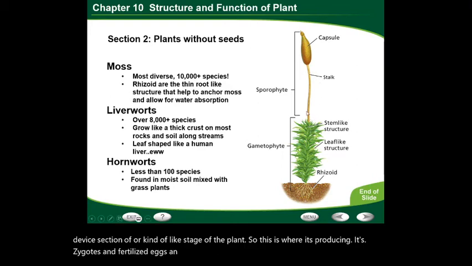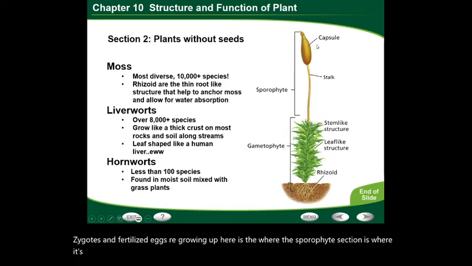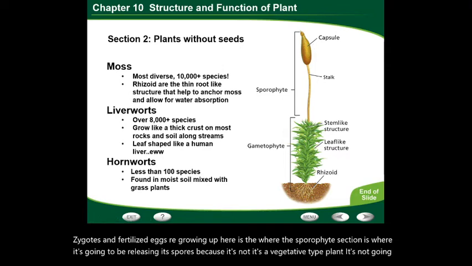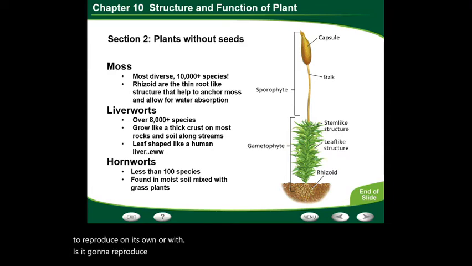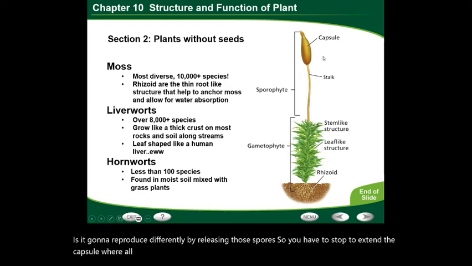Up here is where the sporophyte section is, where it's going to be releasing its spores, because it's a seedless type of plant. It's going to reproduce differently, by releasing those spores. So you have the stalk that extends the capsule, where all the spores are going to be released out of the top here.